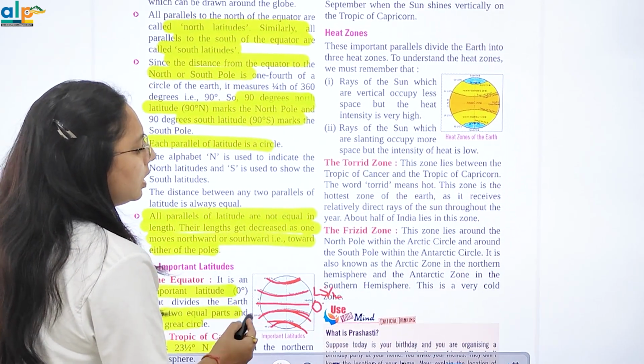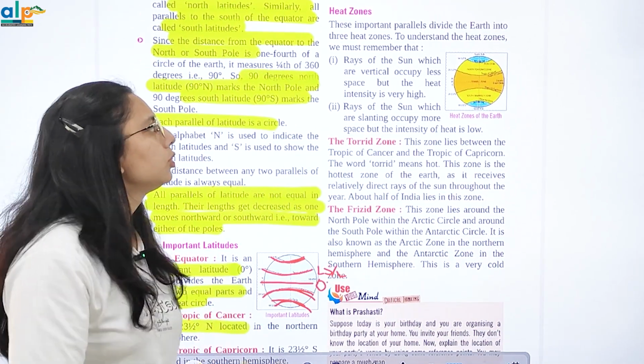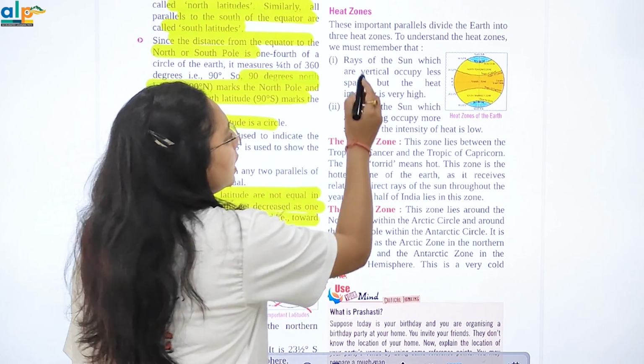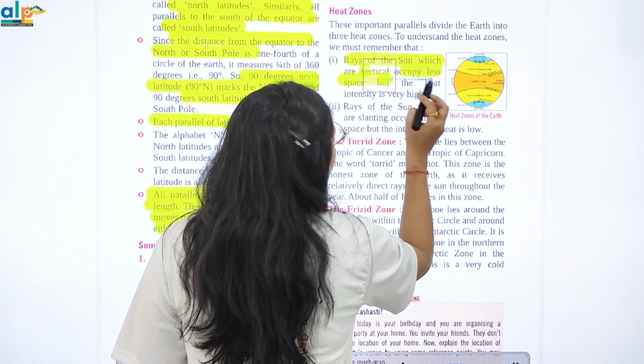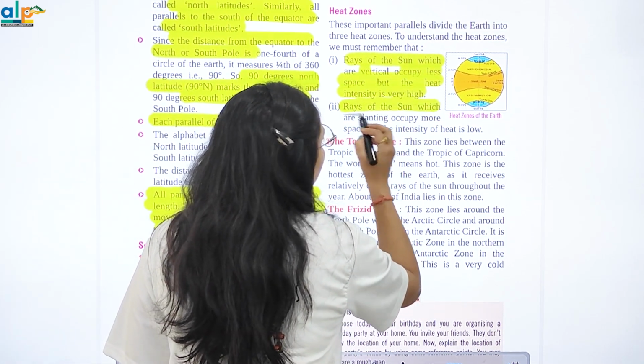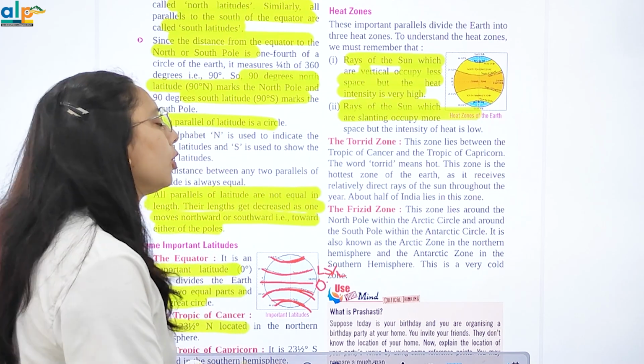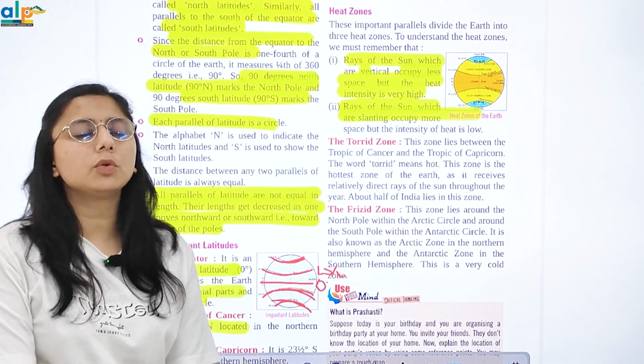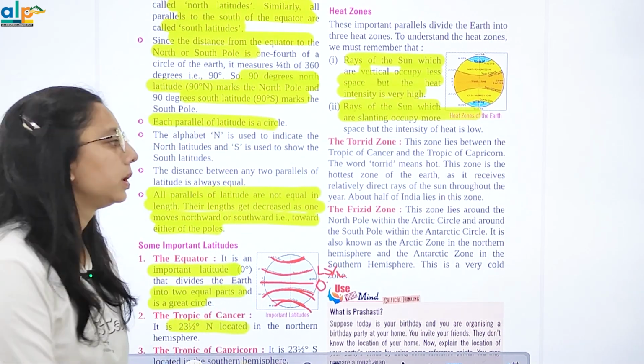So let's study about the heat zones. We can say that the rays of the sun which are vertical occupy less space but the heat intensity is very high. The rays of the sun which are slanting occupy more space but the intensity of heat is low.